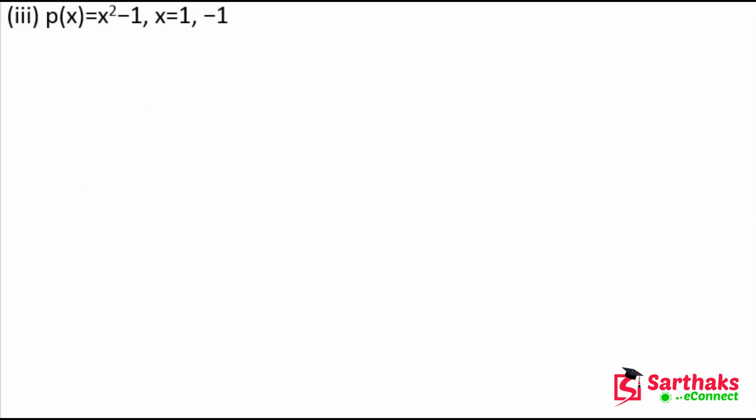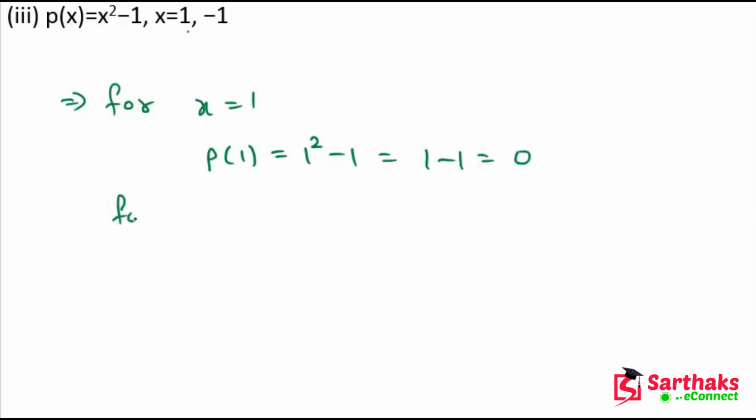So now we have to check for x is equals to 1 and x is equals to minus 1 for x square minus 1. Okay, so for x is equals to 1, we get p of 1 is equals to 1 square minus 1. This will give 1 minus 1 which is equals to 0. And for x is equals to minus 1, p of minus 1 is equals to minus 1 square minus 1 which gives 1 minus 1. This will give 0 again.